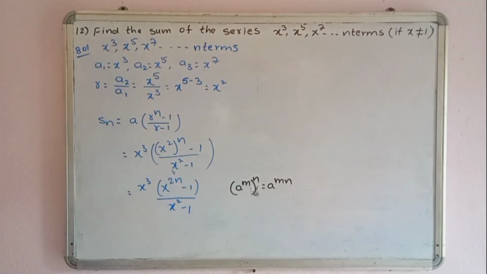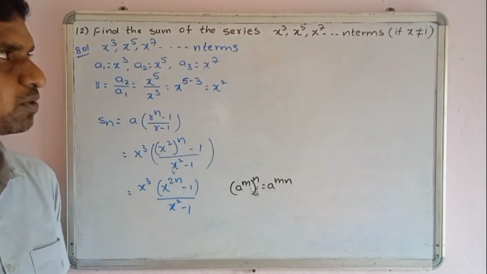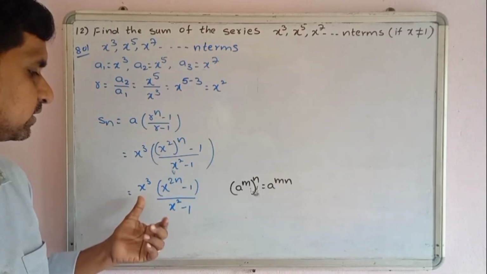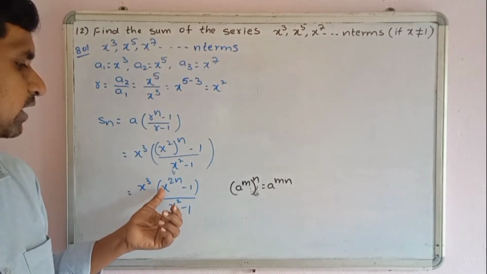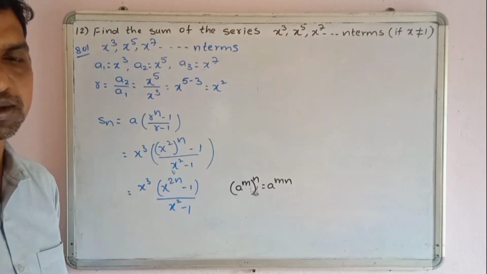So the sum of the series x cube, x power 5, x power 7, so on n times is x cube times x power 2n minus 1 by x square minus 1.